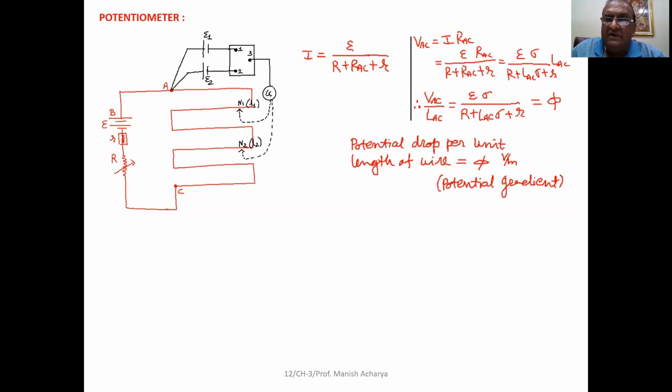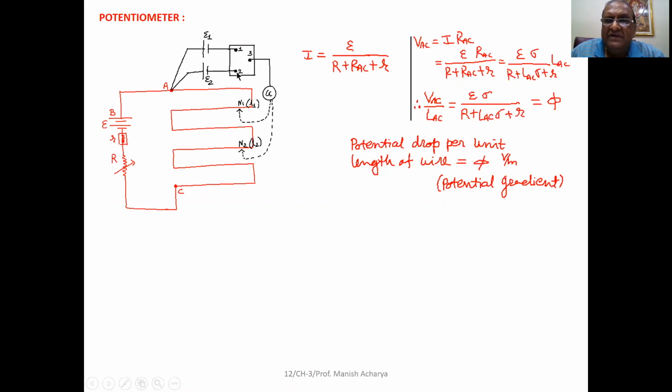Now to find out the EMF of the cell, or for comparison of EMFs of cells, we have to connect those cells as shown in the figure. Suppose two cells having EMFs E1 and E2 are connected with a potentiometer circuit as shown. Positive terminals will be connected with the positive terminal of the potentiometer, that is terminal A, which is connected with the supply battery, or we can say driver battery, which operates the circuit.